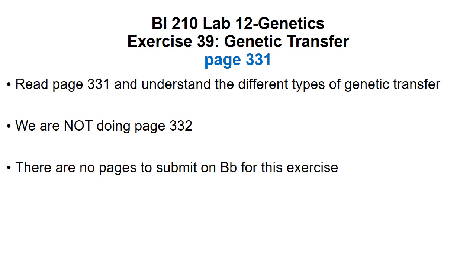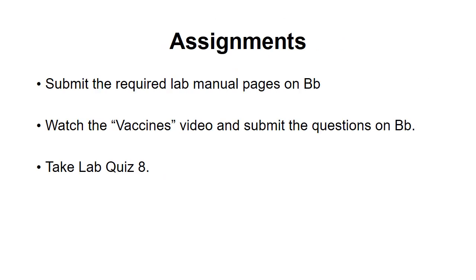You only need to read page 331, which talks about the different types of genetic transfer, things like transformation, conjugation, transduction. Be able to compare and contrast the 3 types of genetic transfer on page 331.